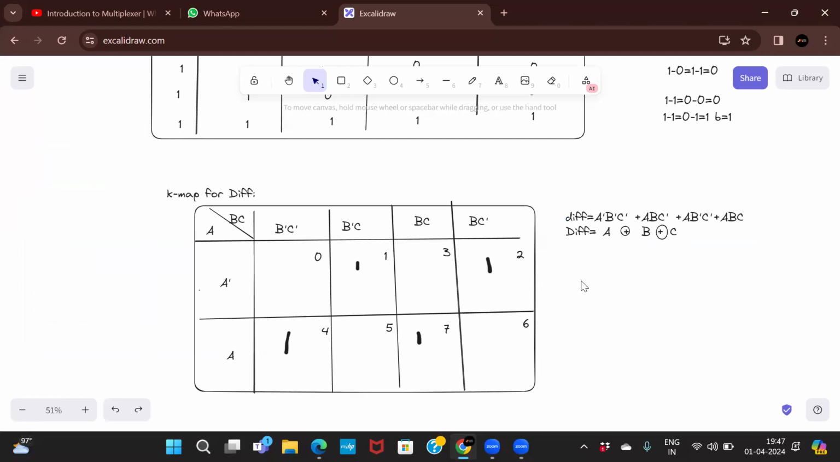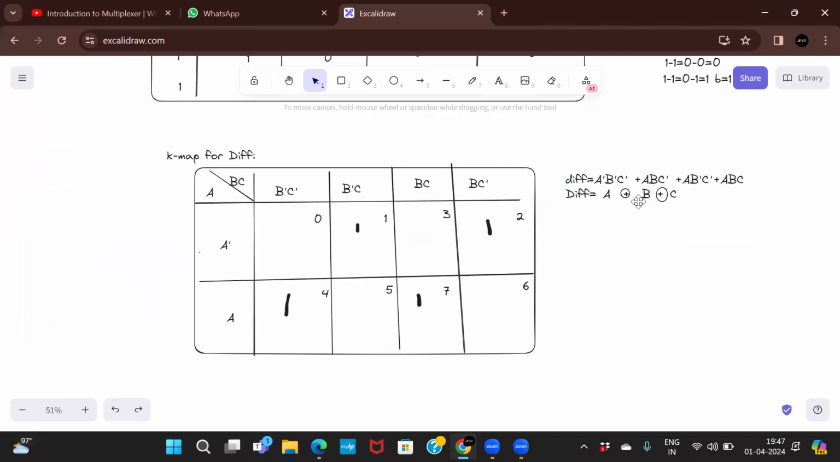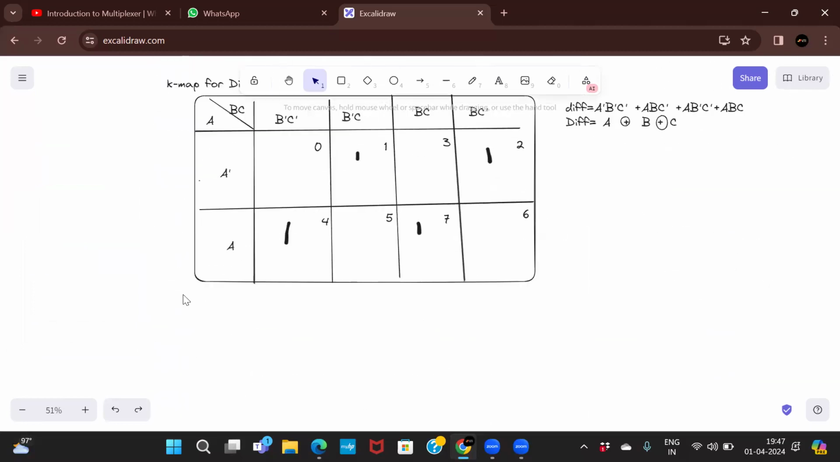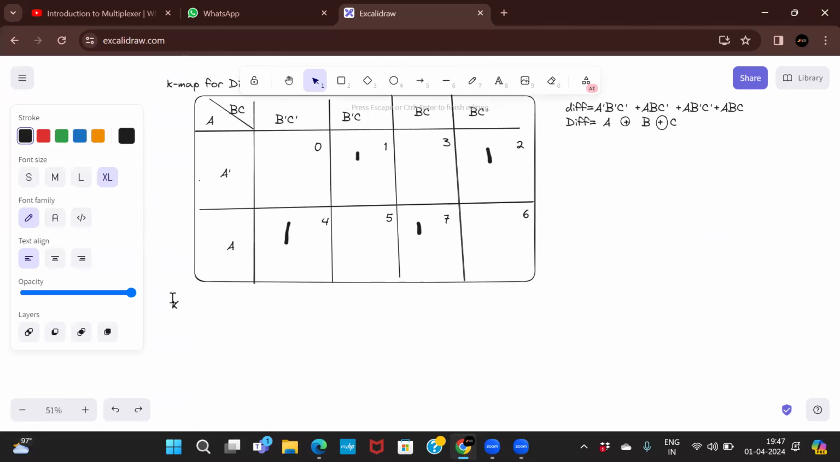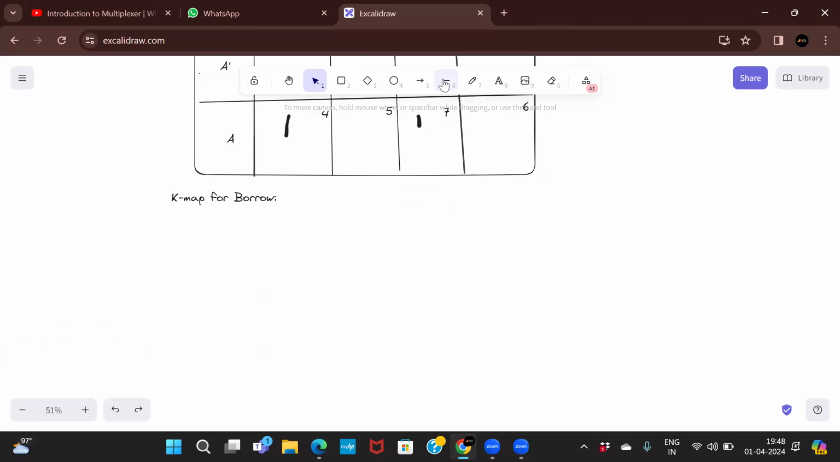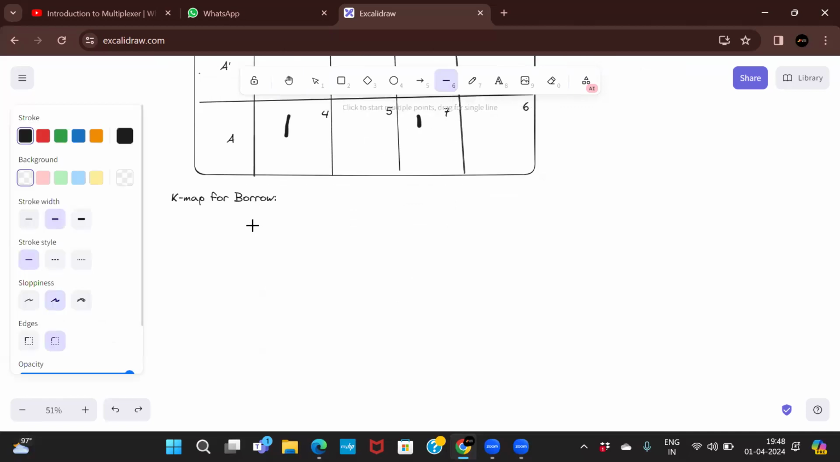Now it's perfect. So we got the expression for difference, A XOR B XOR C. Now come to borrow. K map for borrow. Okay. So three variables. So consider three variables.